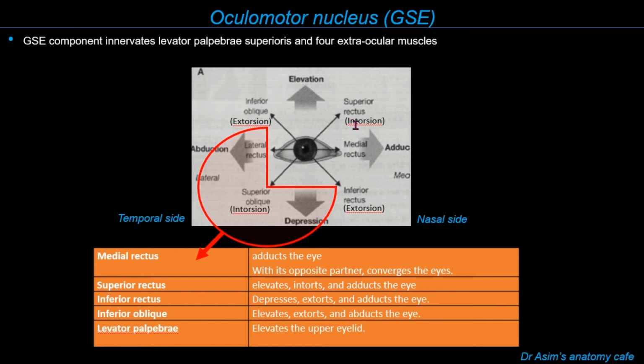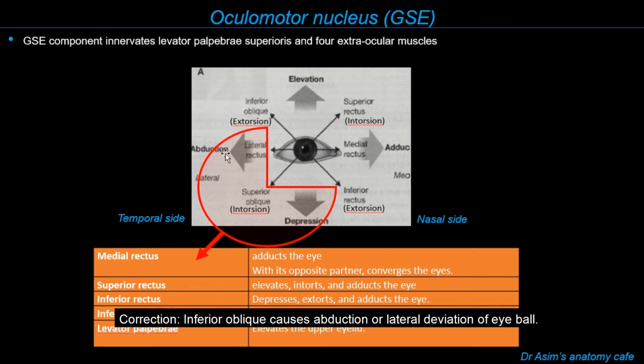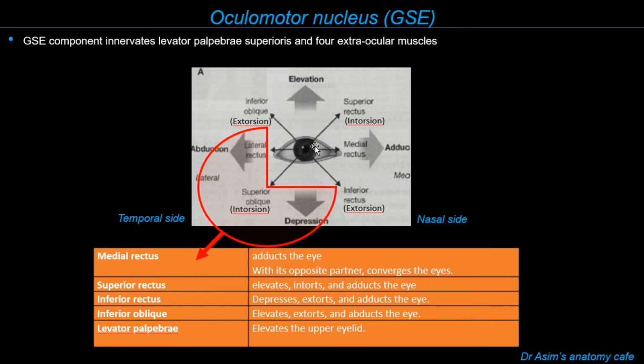Now, if you look at this pictorial mnemonic, you can see that the inferior oblique brings about three actions. It causes adduction of the eyeball, so medial deviation of the eyeball. It causes extorsion, and it causes elevation of the eyeball as well. Similarly, superior rectus brings about three actions, and those are the elevation of the eyeball, the medial deviation or the adduction of the eyeball, and then the intorsion as well. The medial rectus is a pure adductor of the eyeball. The inferior rectus brings about three actions as well. Those are the adduction of the eyeball, the depression of the eyeball, and it causes extorsion as well.